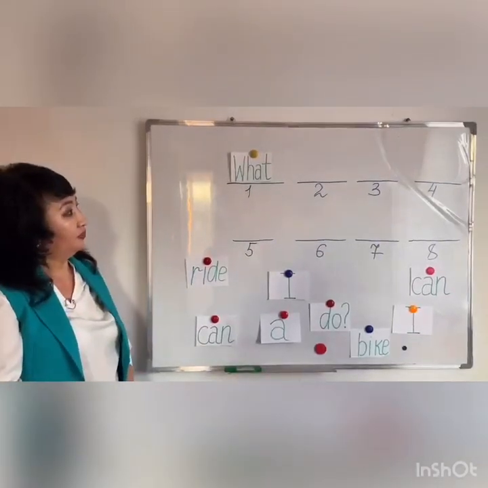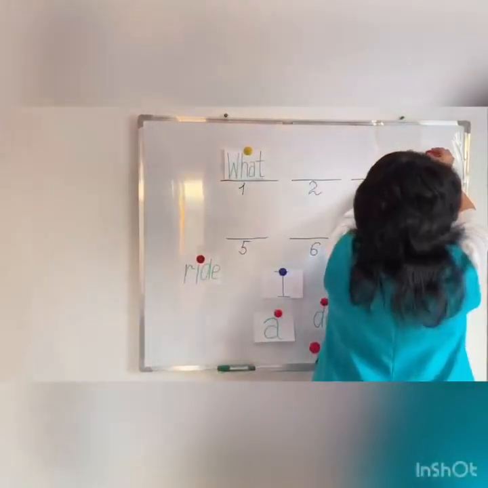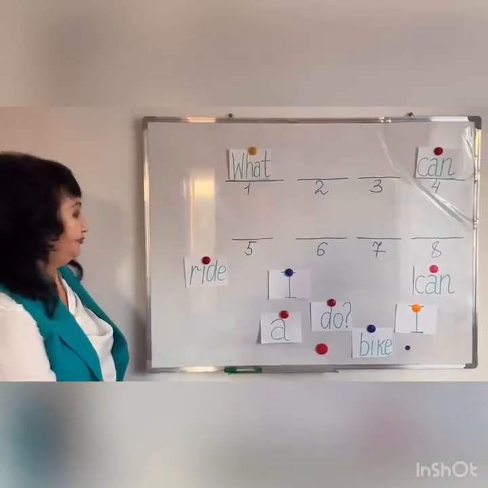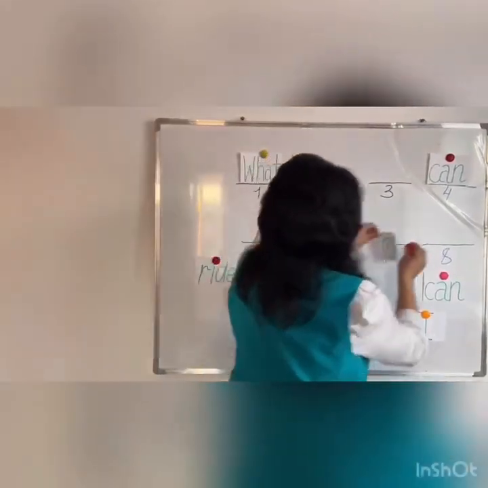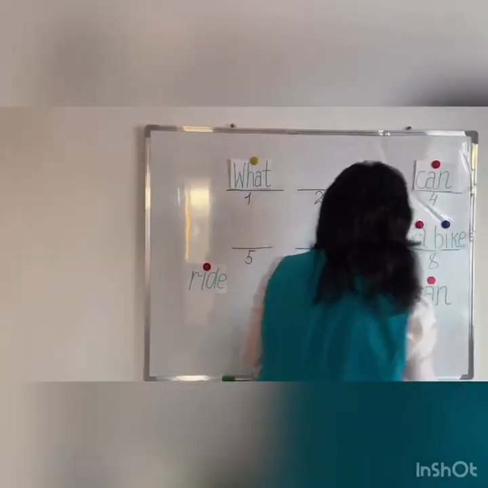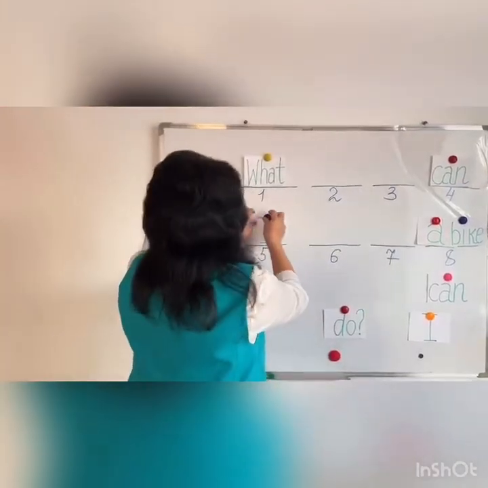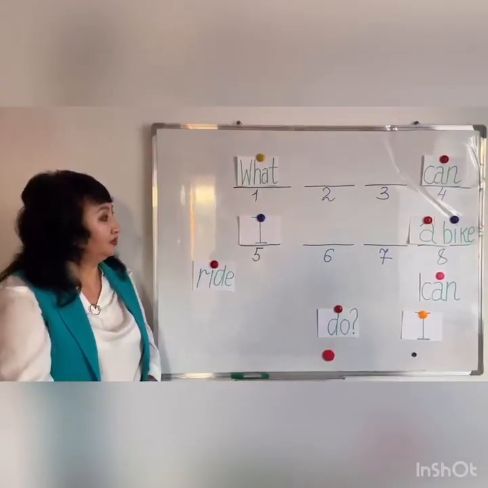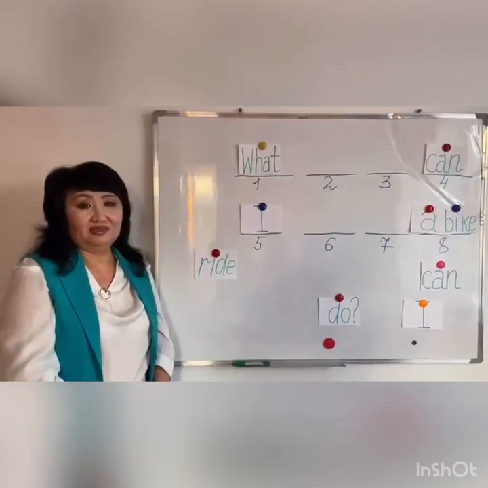What's number 4? Yes, it's can. What's number 8? I can ride a bike. A bike. What's number 5? It's I. Doing this work, children learn to make up sentences correctly and to ask and answer questions.